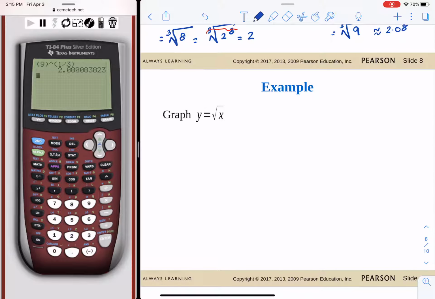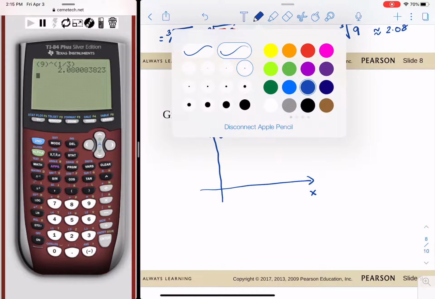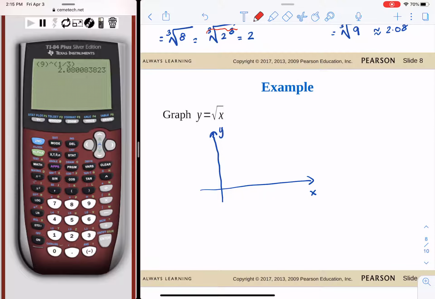So we want to graph y equals square root of x. So x cannot have any negative numbers because the square root of a negative number is not a real number. So the smallest value that you can plug in for x is 0. If you plug in 0 for x, you get y as 0. For 1 for x, you get y as 1, and so forth. And if you look at the graph, it's going to go like that.